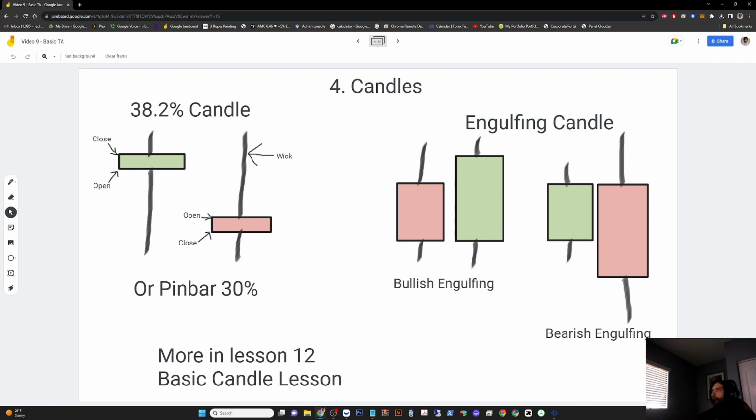The wick is the distance the price traveled while the candle was still open. If it's an hourly candle, the price moved to the top and bottom of the wick through that hour, not necessarily in that order. I will be showing you 3 types of candles.